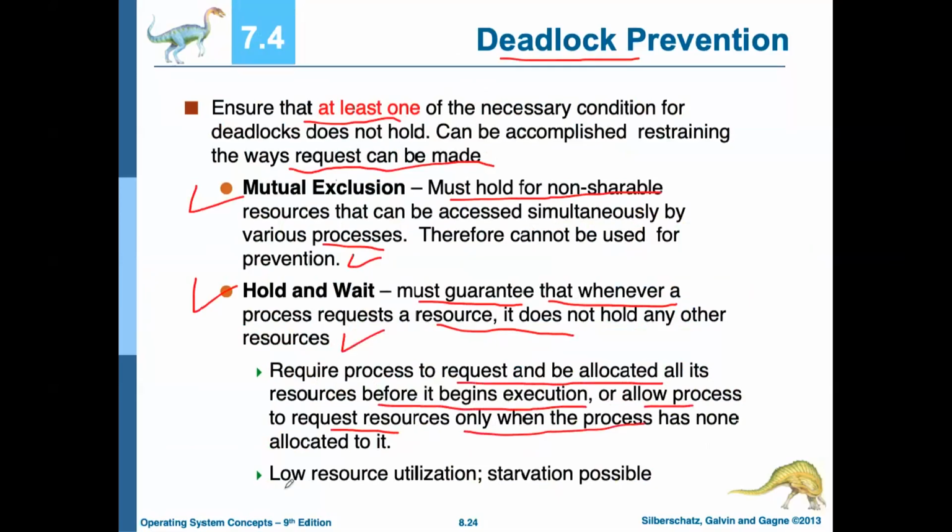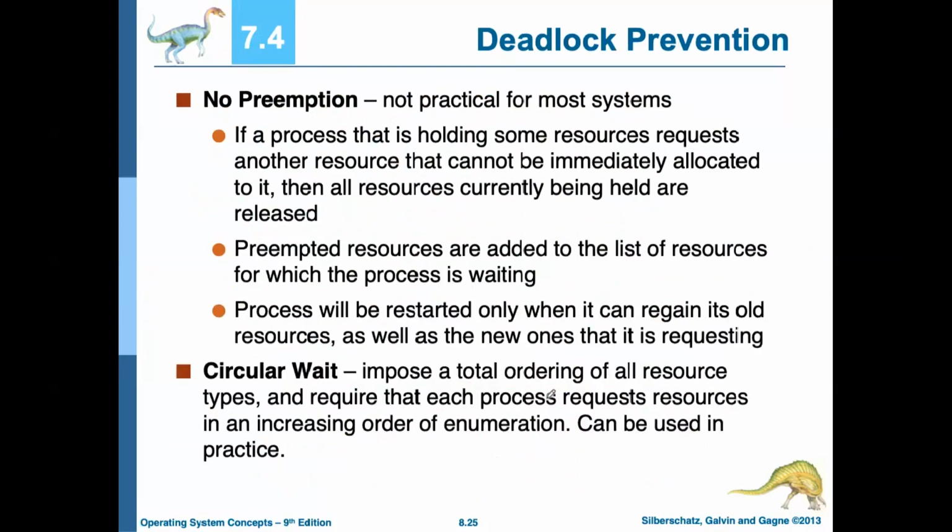And also low resource utilization. And then at the end, starvation will happen. Okay, starvation is possible, so this scenario will happen because of the low resource utilization. So no preemption is not practical for most systems.